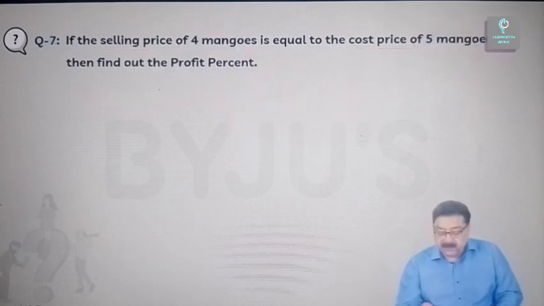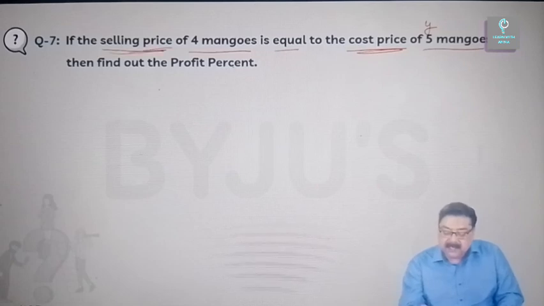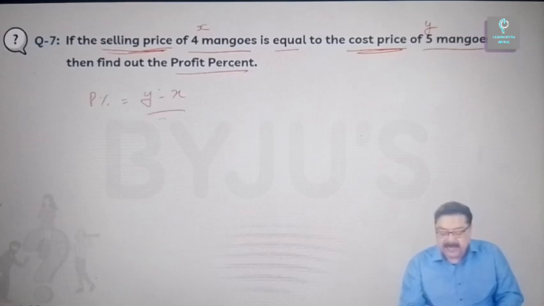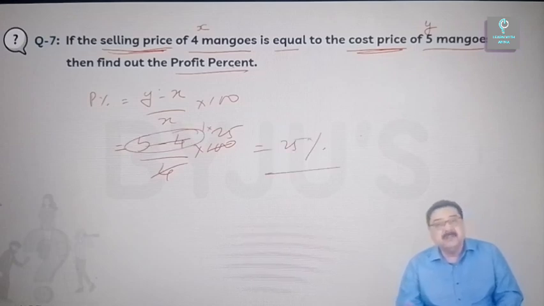Now applying the same principle, if the selling price of 4 mangoes is equal to the cost price of 5 mangoes. Cost price is Y. Selling price, the number of items shall be taken as X. So once again, profit percent is (Y minus X) by X into 100. That is, the value of Y here is 5. Value of X here is 4. By 4 into 100 goes by 25. 5 minus 4 is 1. So 1 into 25. 25% is the profit made.